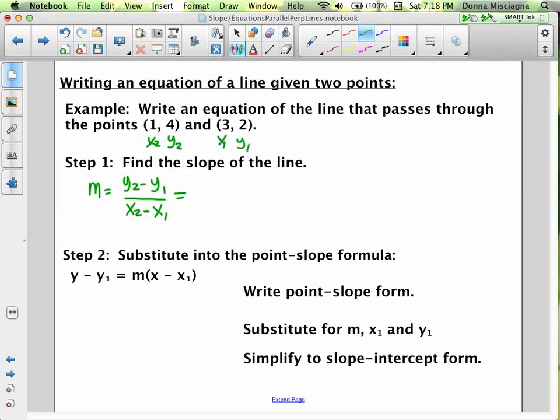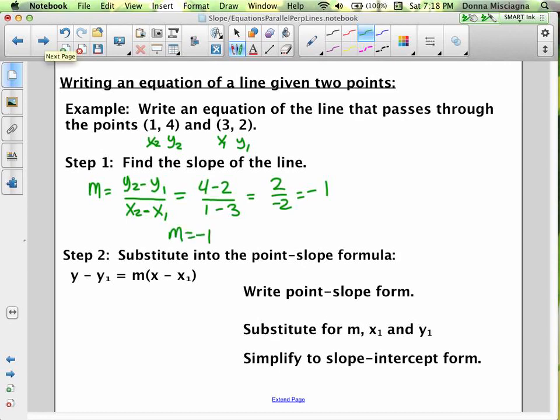You be the first point. So this would be 4 minus 2 divided by 1 minus 3. It doesn't matter which point is first and which is second, just be consistent. 1, 4 is a point and 3, 2 is a point, so they're matched up. We'll simplify: this would be 2 over negative 2, which is just negative 1. So that's our slope.